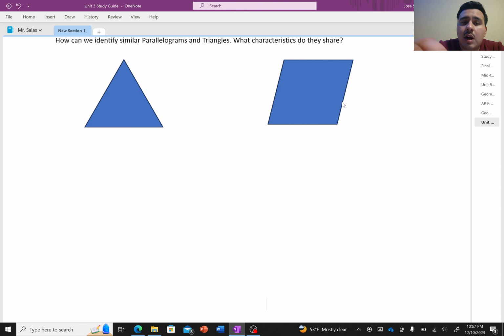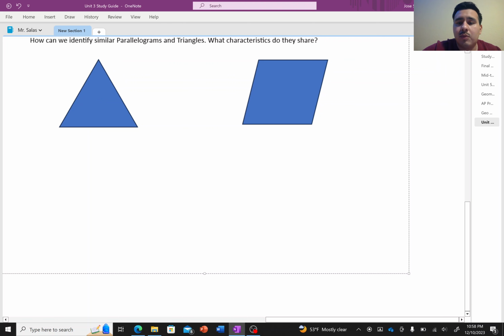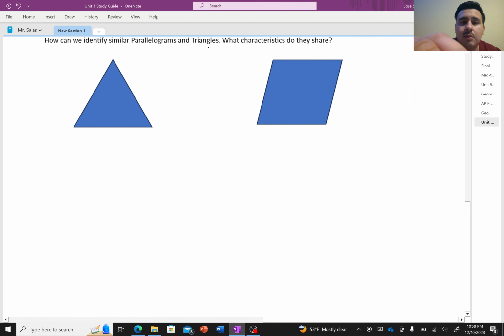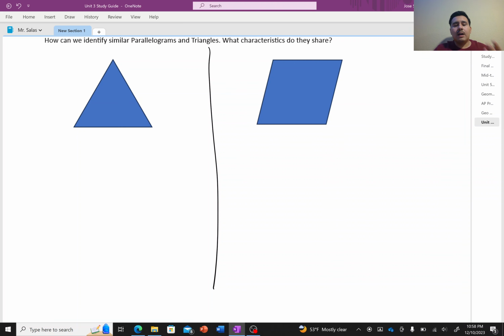So, first of all, I'm going to draw a line down the middle. That way, I can have a side-by-side comparison of what makes triangles similar versus what makes parallelograms similar.